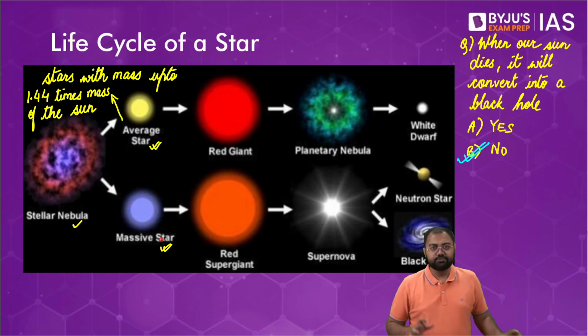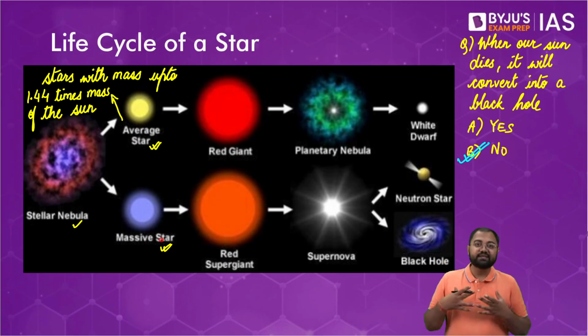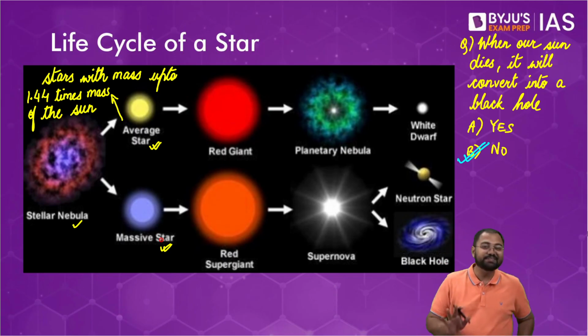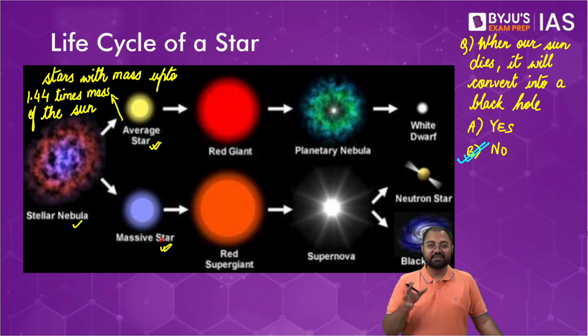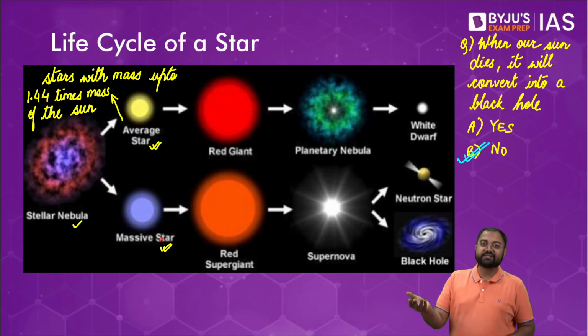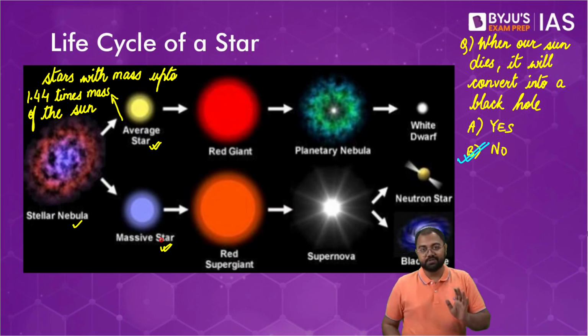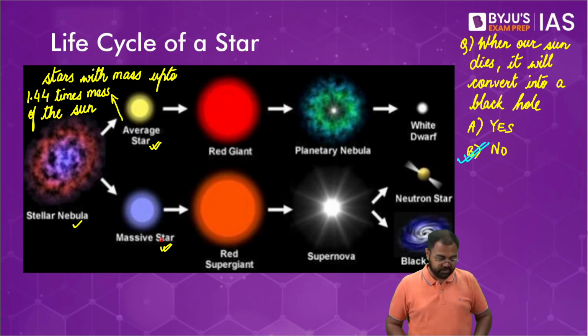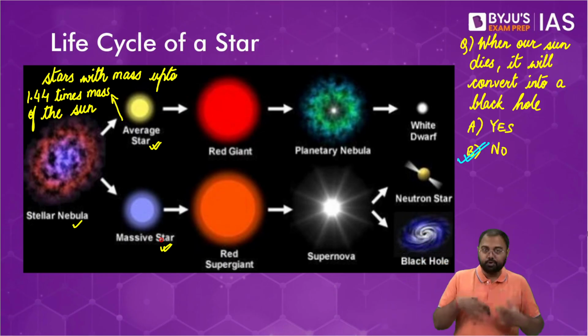All right, so for example, let's say if our sun is of 100 grams, just consider for a moment, then up to 144 grams every star will be called an average star, and beyond 144 grams all the stars will be called massive stars. So our sun included, our sun will also be called an average star.